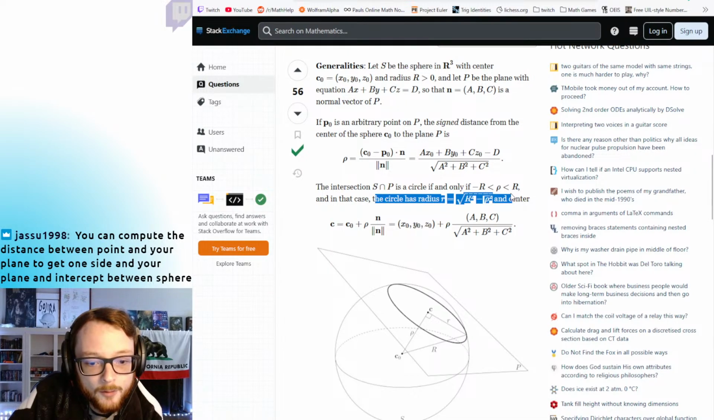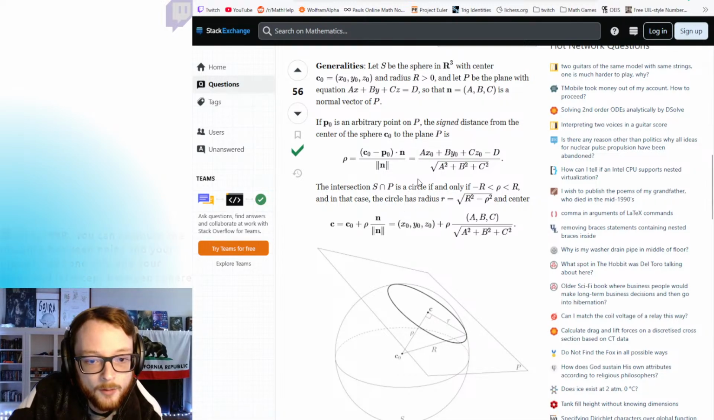This is what we want, right? What is big R and what is rho? Big R is the radius of the sphere, which for us is 1. Rho is this thing here, the distance from the center of the sphere to the center of the circle that we've created, which is just the minimum distance from the center of the sphere to the plane. Okay. And that's what you're saying too, Jasu.